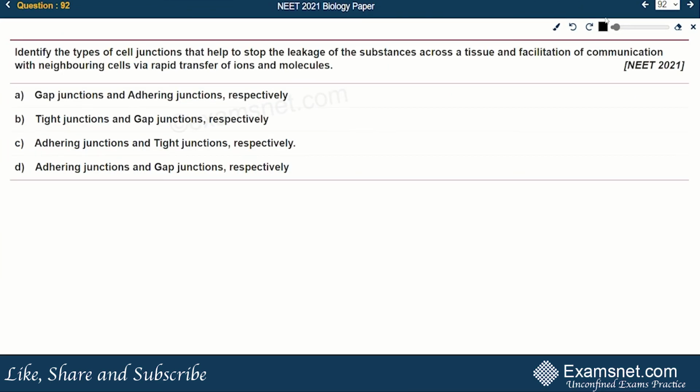Question 92 is from the chapter Structural Organization in Animals, class 11. And the question is, identify the types of cell junctions that help to stop leakage of the substances across a tissue and facilitation of communication with neighboring cells via rapid transfer of ions and molecules. So how many types of cell junctions are there? Total 3 types of cell junctions are there. First one is your tight junction. Second one is your adhering junction. And the last one is your gap junction.